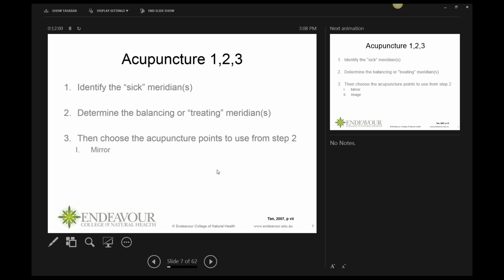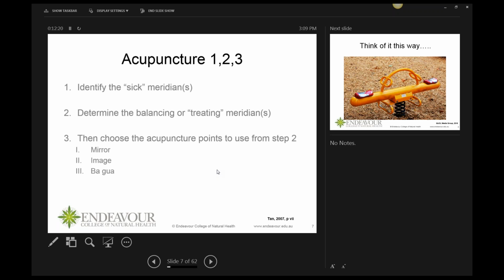His idea is don't skip steps. So always ask, what's the problem? How do we balance it? And then how do we treat it? Don't necessarily jump straight to the points, because you might miss a step. We can choose points through a mirror, an image, and the third one is a bagua, which we're not going to talk about today. It goes a bit more complex than what we're going to cover today.